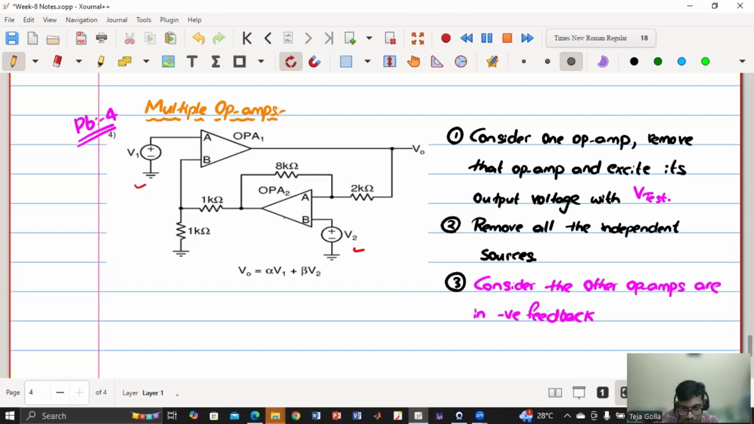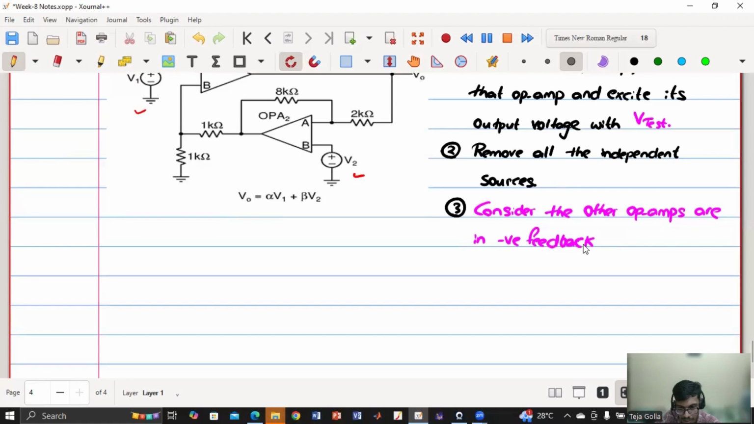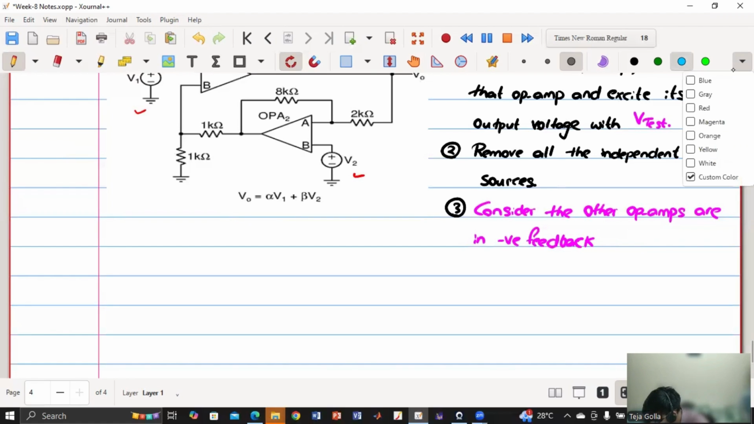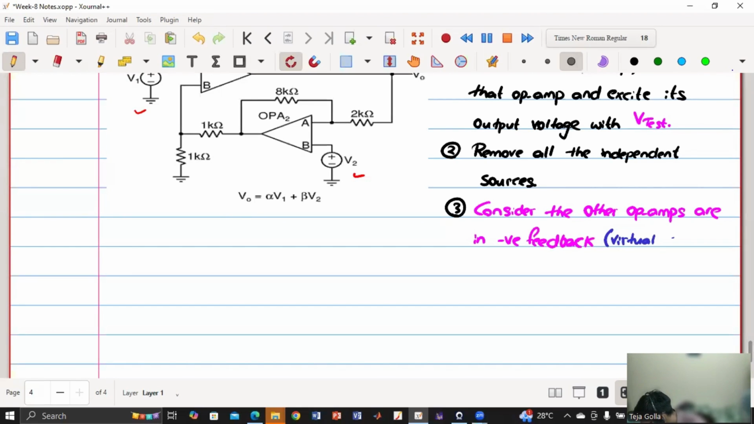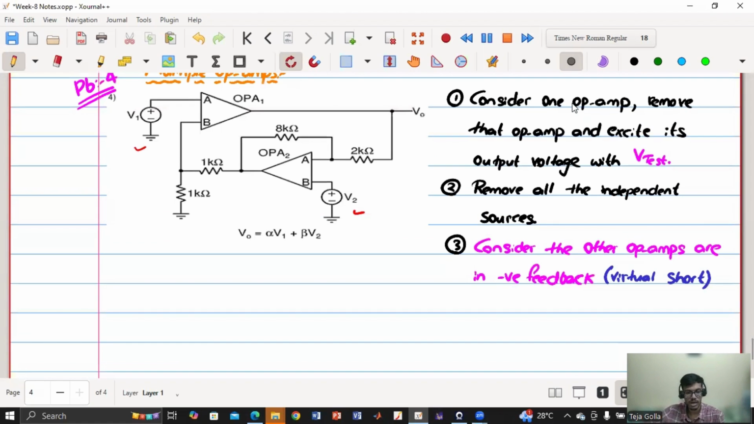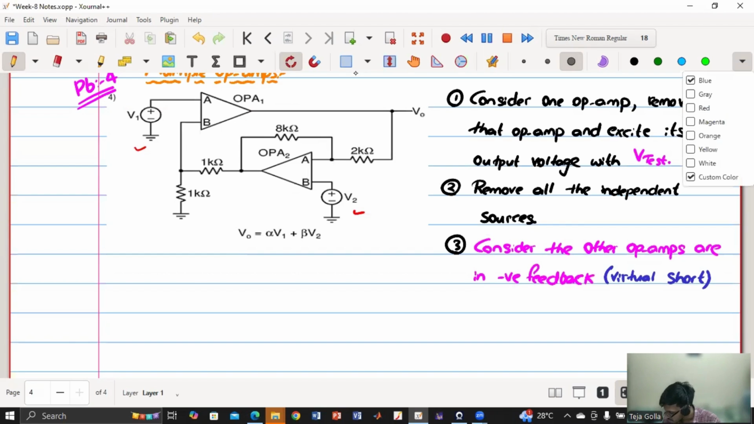So basically, what does it mean that this is in negative feedback? It means they are virtually short. It means you have to apply the virtual short concept. So you'll consider the other two terminals, the input side of the other op amp, to be basically shorted. So first we'll consider op amp 1, and then we'll assume that op amp 2 is already in negative feedback. So these two terminals are virtually short. So is that clear? We'll do one by one. Maybe then you'll get the idea. So first of all, I am considering op amp 1.